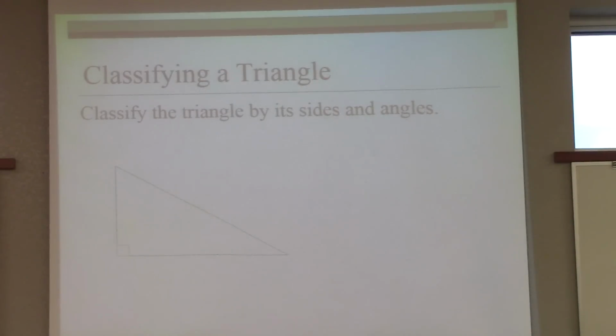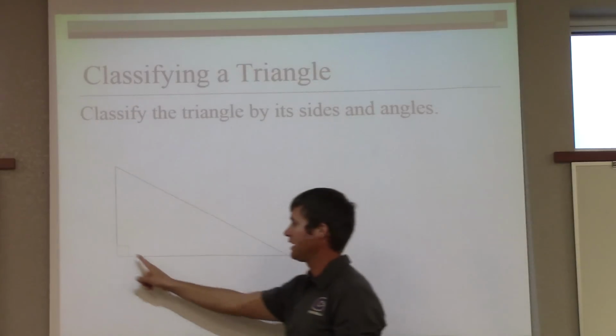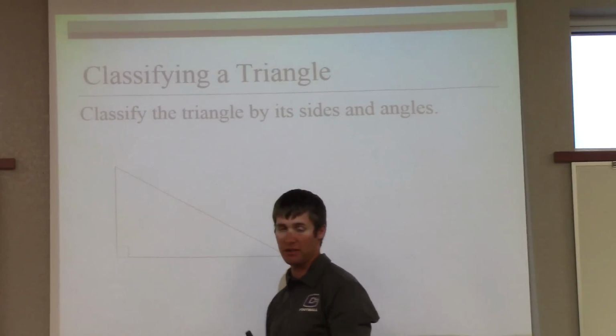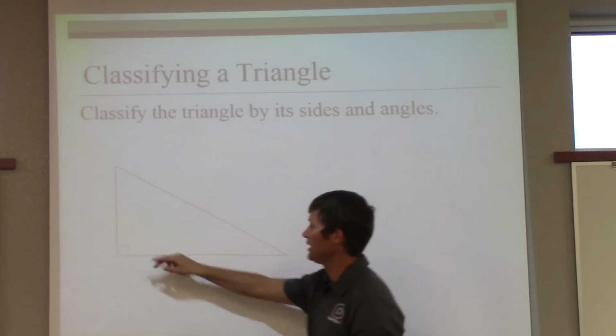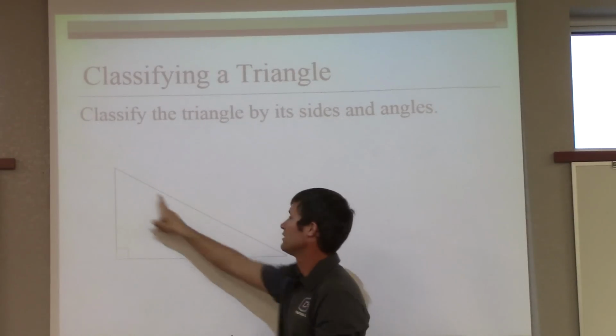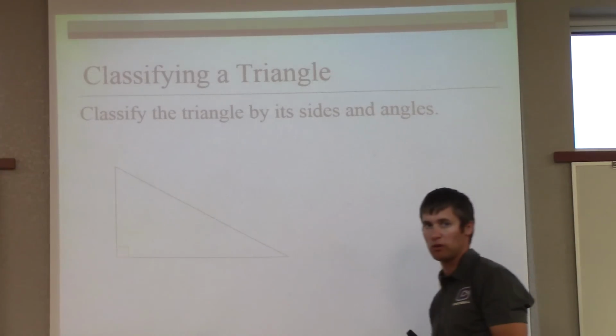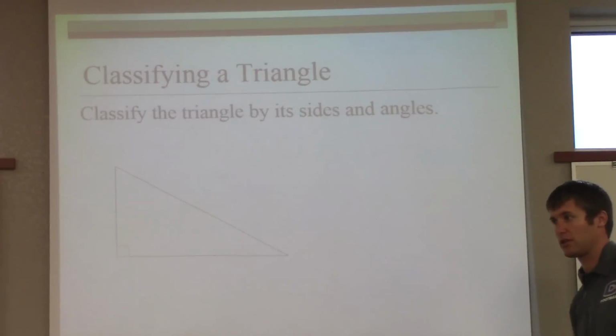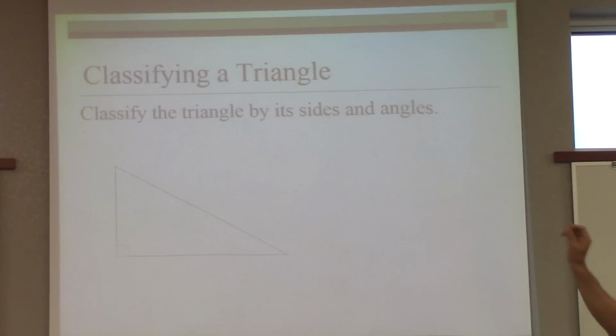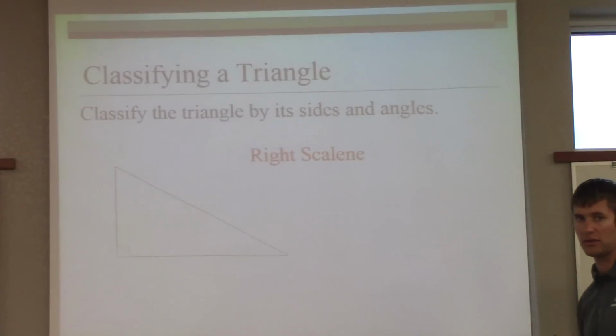Come to this one. If you look at it here, we have a 90 degree angle, so that speaks of it being a right triangle. Now, do any of these sides seem equal? No, so it would be a scalene right triangle, or right scalene triangle.